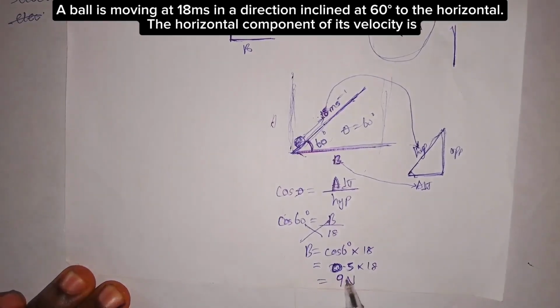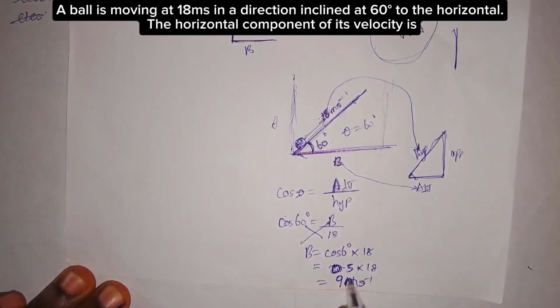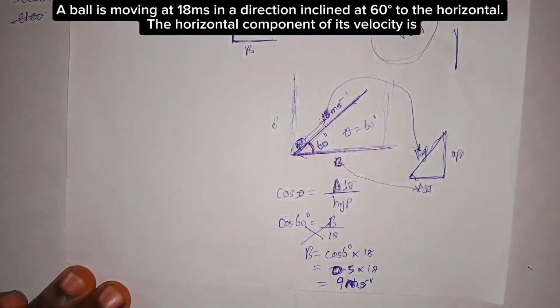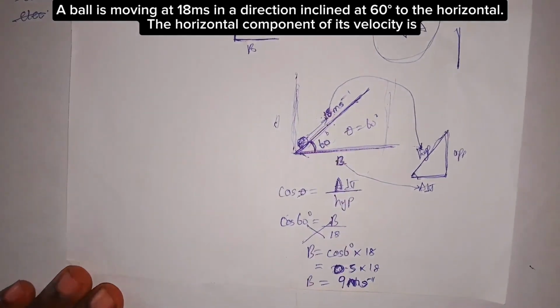Newton, or 9 meter per second. You know why I put 9 meter per second? Because I'm making use of velocity here, so 9 meter per second. So our B is 9 meter per second. So yeah, this question is so easy.